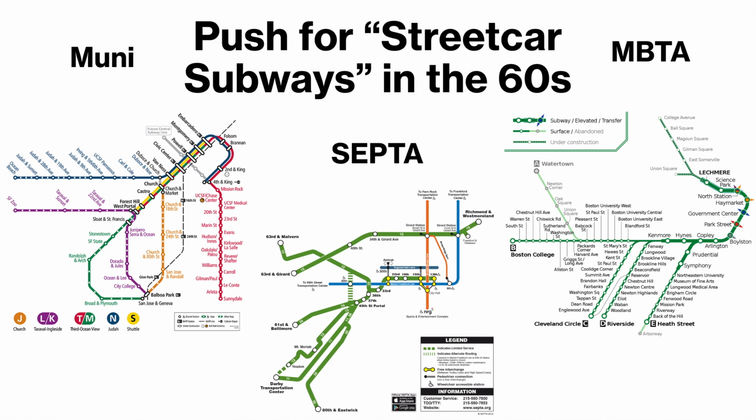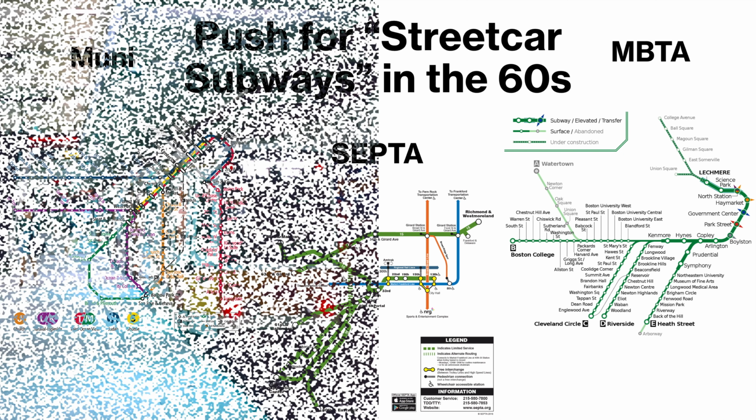So during the 1960s, there was a push for so-called streetcar subways. The idea being you still had a few streetcar lines hanging on, but unfortunately they suffered from traffic whenever they got into downtown. So why not just take all of them and duck them underneath street level, just one level below the ground, in order to make the streetcars move faster. And this was done in San Francisco with Muni, the MBTA in Boston, and SEPTA in Philadelphia.